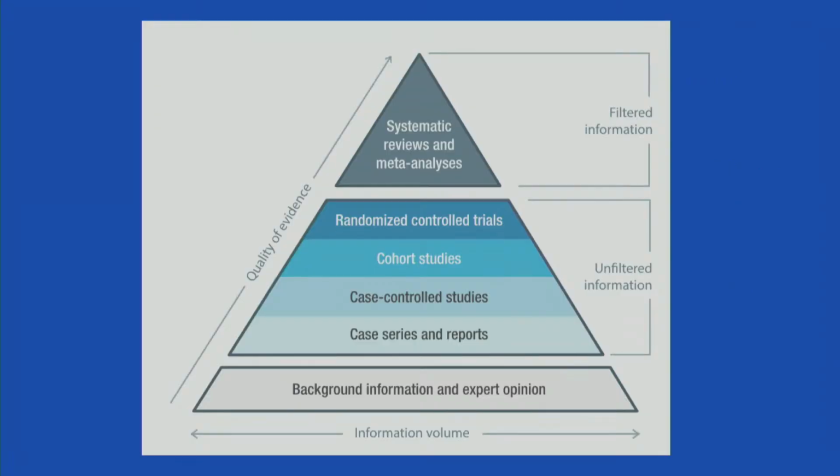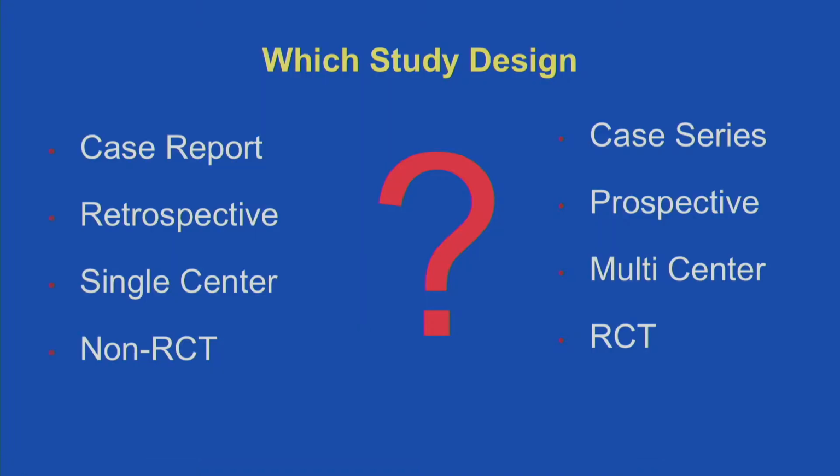So this is the pyramid of level of evidence, where we start at a very high level of information, but the quality of evidence is usually low. Then there are case series and reports, followed by case control studies, cohort studies, randomized control trials, and the highest level of evidence stands with systematic review and meta-analysis of randomized control trials.